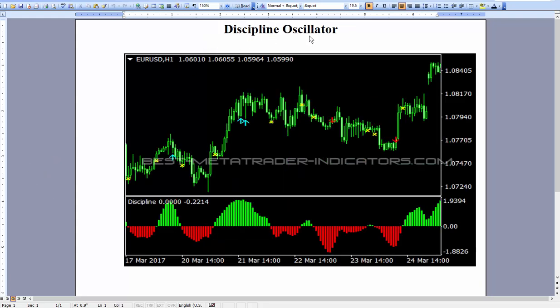Moving on to the discipline oscillator. It's got built-in arrows for buying and selling. Of course, you'd have to run a test on it. I've never used this one, but it looks a little bit interesting. I'll have to run a test on it and see how it works.